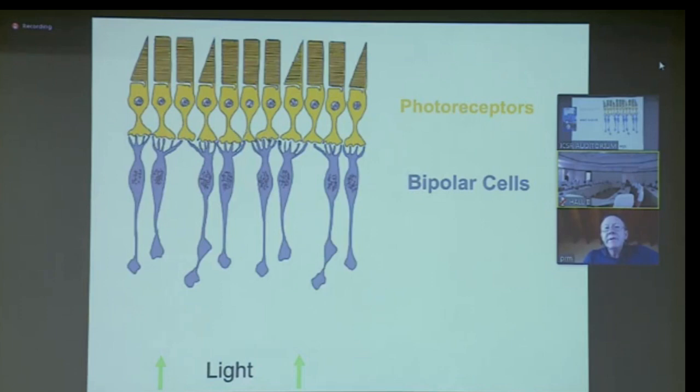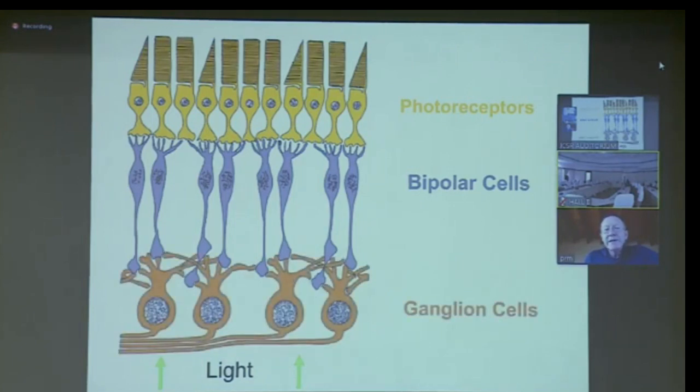The signals from receptors are transmitted to another set of neurons. I'll call them post-receptoral neurons, because they're past receptors. And these are the so-called bipolar cells. This is a simplistic view here. I'll show you more detail in a little while. And so these cells transmit signals from the photoreceptors down into what we call the inner layers of the retina.